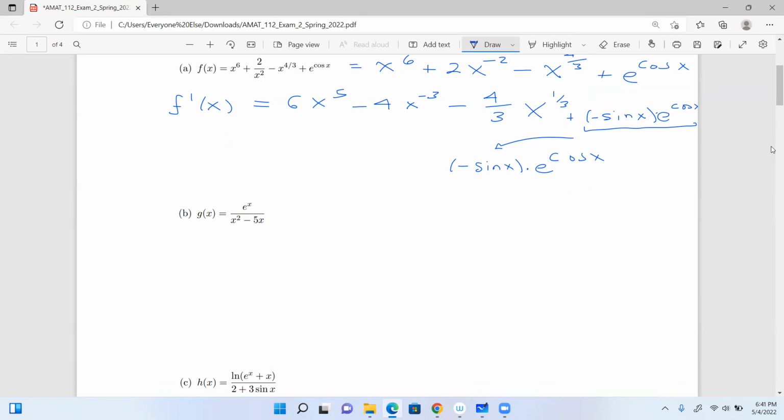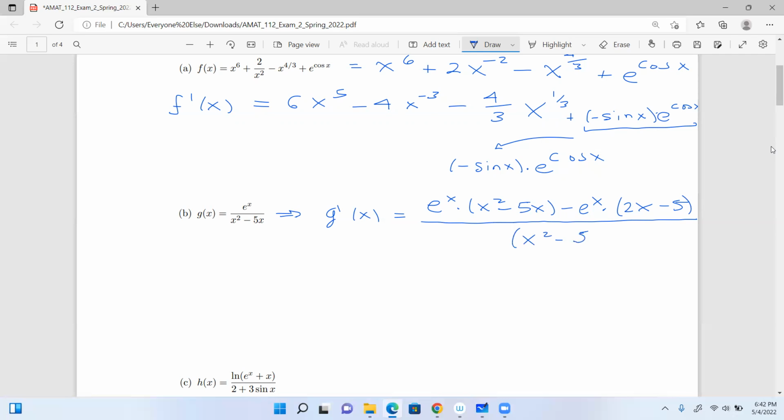For this one, we need the quotient rule. So the derivative of g of x by the quotient rule will be as follows. I need to differentiate the numerator, e to the x, which is just e to the x, times the function in the denominator, which is x squared minus 5x, minus the function in the numerator times the derivative of the function in the denominator, which is 2x minus 5, and then all of that divided by the denominator squared.